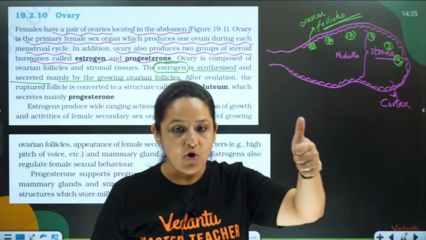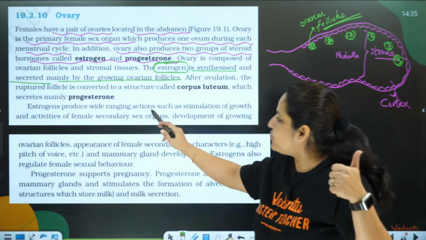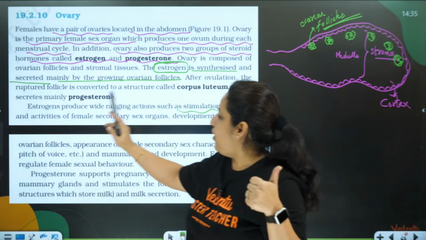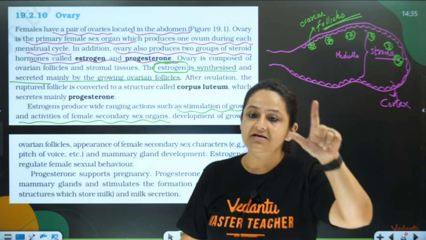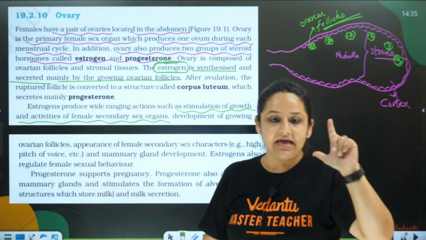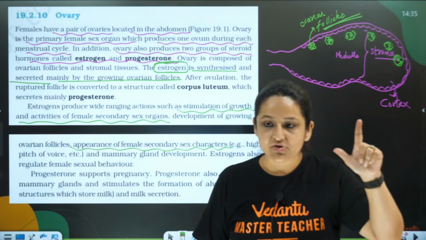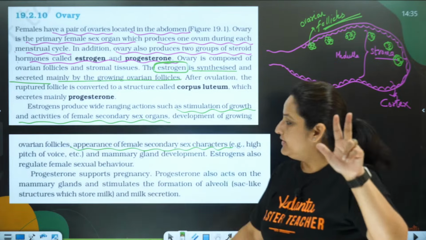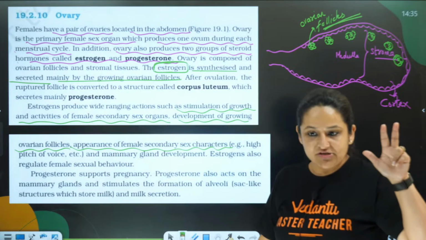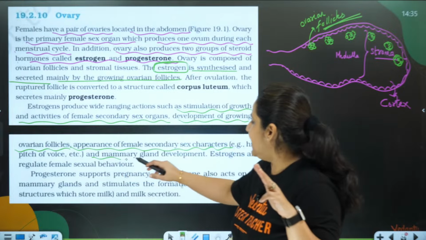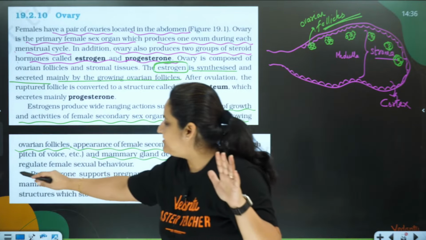Like number one, development of the secondary sexual organs. Okay, so what is estrogen doing? Estrogen produces wide-ranging actions such as stimulation of the growth and activities of the female secondary sex organs, number one. Second, the female secondary sexual characters, that is female-like characters. Okay, so the appearance of female secondary sex characters like high pitch of voice, that is also under the control of estrogen. Third, the development of the growing ovarian follicles. Okay, the follicular development also is under the control of estrogen. And fourth, the mammary gland development is also under the estrogen. And fifth, estrogen also regulates the female sexual behavior.